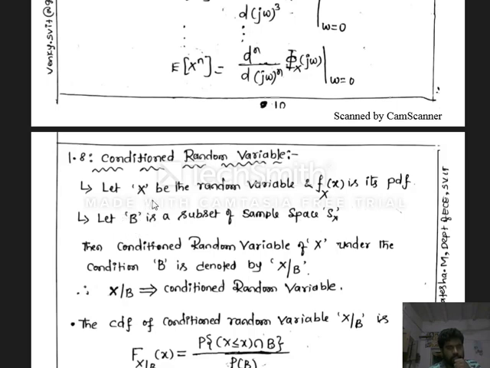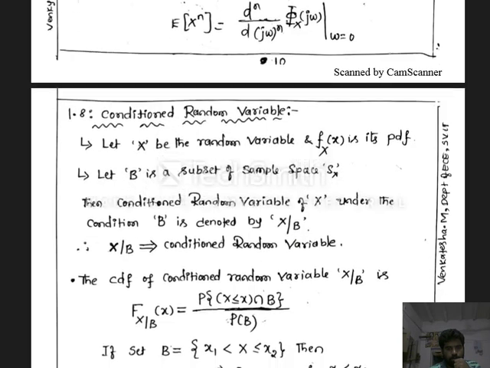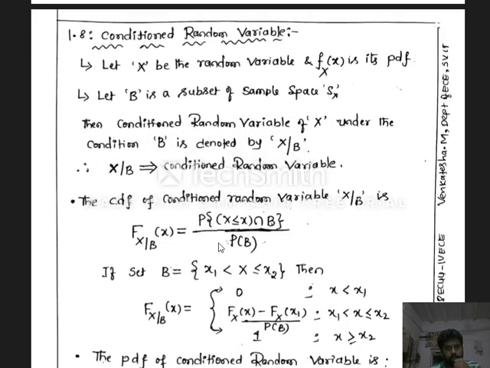Let us consider x to be the random variable, and we know its probability density function as fx of x. Let B be a subset of the sample space Sx, then the conditional random variable of random variable x under the condition B is denoted by x given B. Here x given B represents the conditional random variable. So the condition is B and the random variable is x. Now we have to know how to find the probability distribution function as well as the probability density function for the conditional random variable x given B.